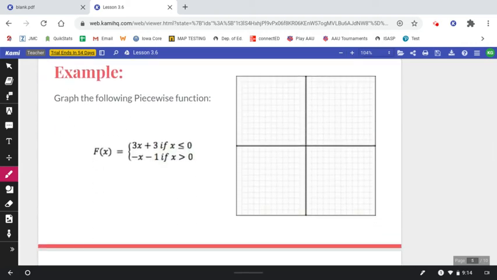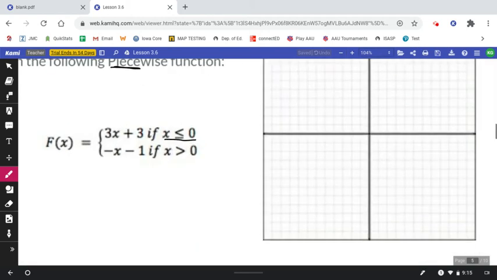So for example, the piecewise function, and again, it's called a piecewise function because there's two separate pieces. We're going to graph the equation y equals 3x plus 3, but we're only going to do it for all of the x's that are less than or equal to 0. Then we're going to graph the equation negative x minus 1, but only for the x's that are greater than or equal to 0. So there's a couple different ways I can do this. I can either do it with a table, or I can graph the entire line and then erase it. So let's start with graphing the entire line and then erasing part of it.